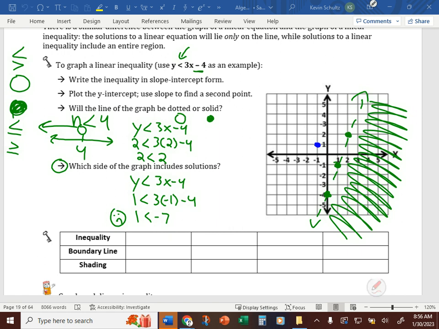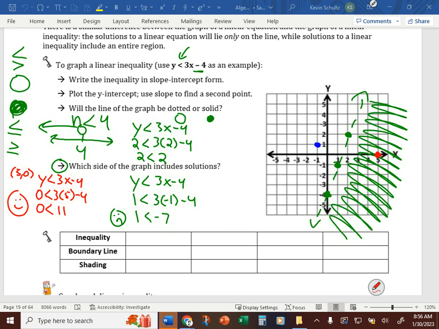If Caitlin had chosen something over here, like 5, 0, which is on the other side of the inequality, let's test the ordered pair 5, 0. y is less than 3x minus 4. 0 is less than 3 times 5 minus 4. 0 is less than 11. Yes, that one works. As does every single other ordered pair on that side of the line.